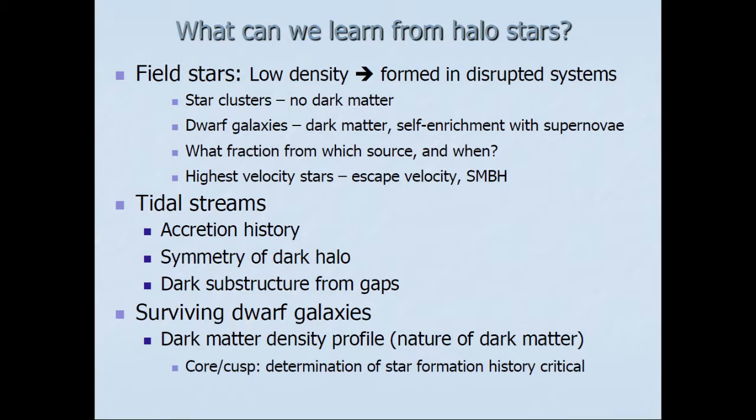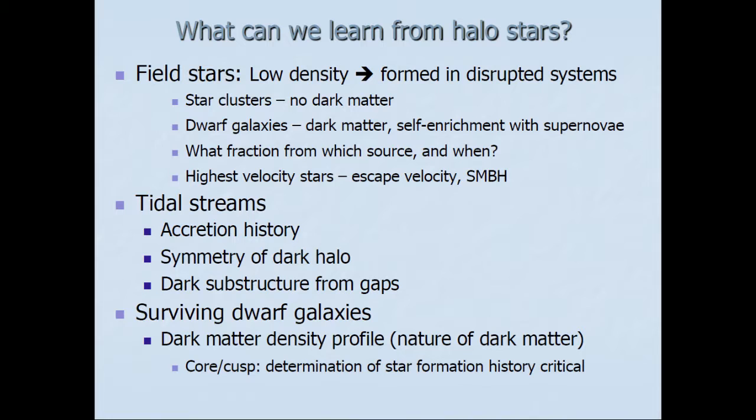But looking in detail at the structure and the orbits, the accretion history tells us about the symmetry of the dark halo. Lambda CDM says dark halos should be triaxial. Are they? Probably not quite at that level. How much of that is the baryons influencing the shape of the potential? We don't really know. If I could identify gaps in tidal streams, perhaps they could be caused by the impact of some substructure passing through. It could be a giant molecular cloud if it went through the plane. It could also be dark substructure.